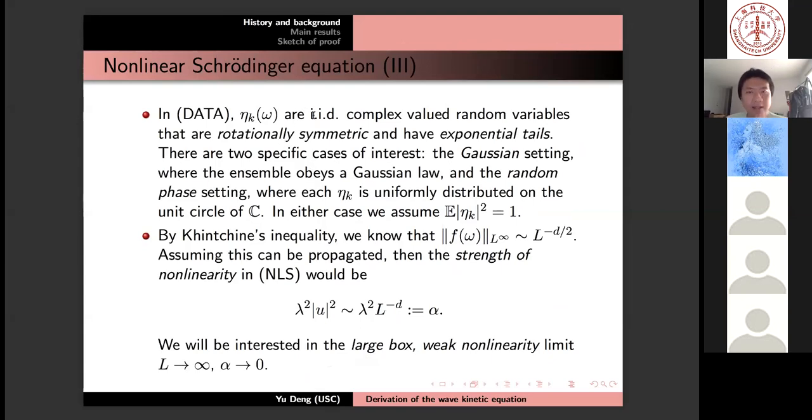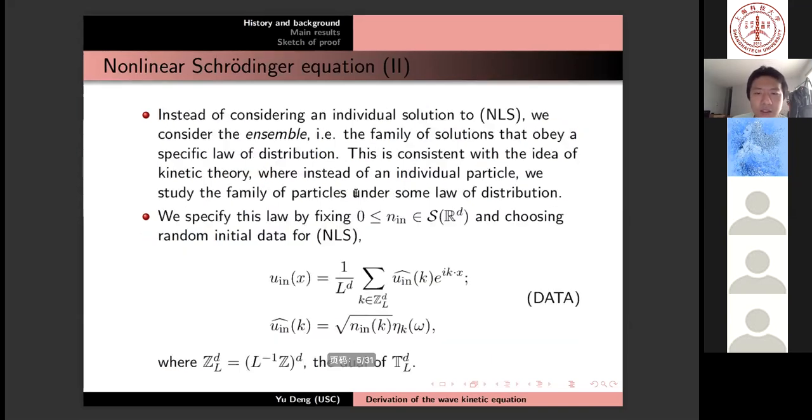So these e to k are independent, identically distributed complex random variables that we only assume are rotation symmetric and have exponential tails. Our result works for a lot of different laws, but the point is that the e to k should be independent. There are two specific cases of interest: the Gaussian setting, where the ensemble is a Gaussian law and e to k is a Gaussian variable, or the random phase setting, which is slightly more natural, where each e to k is uniformly distributed on the unit circle of C. Essentially, in the random phase setting, the square root of n initial of k is the norm of the Fourier modes, and e to k is the random phase of the Fourier modes.